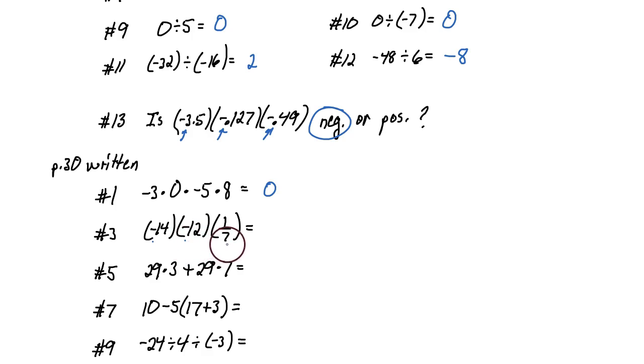Now let's multiply together. It would be easiest to multiply the 14 by the 1/7 first, because 1/7 of 14 is 2. Then multiply by the 12 to get 24.